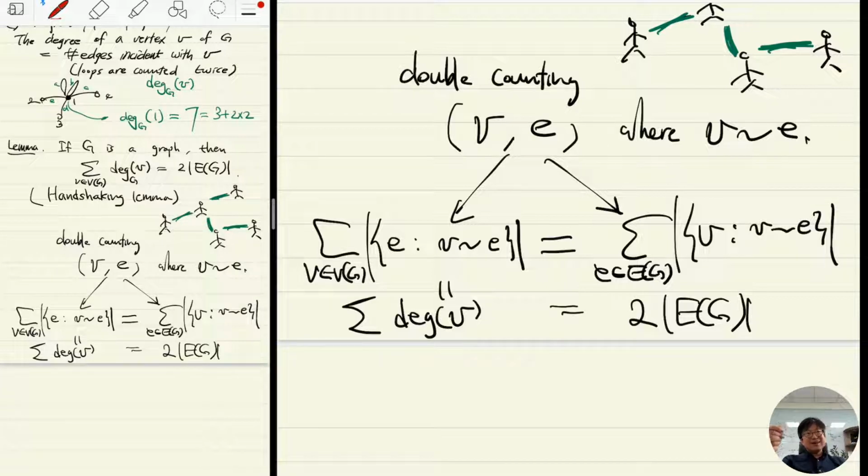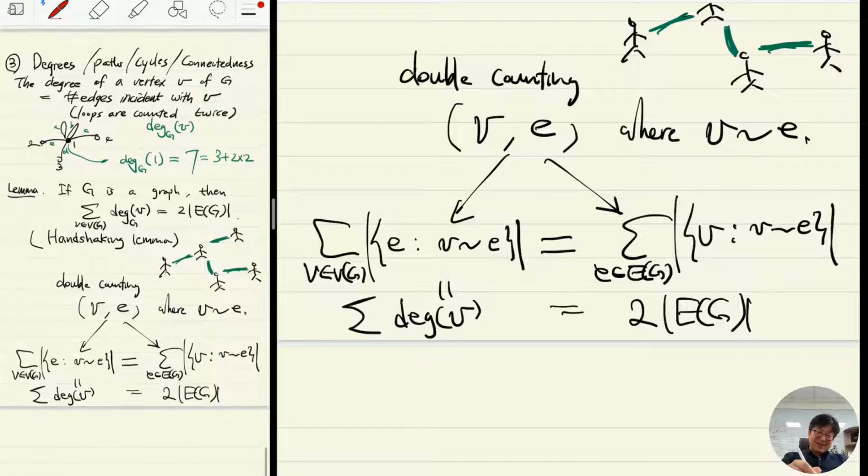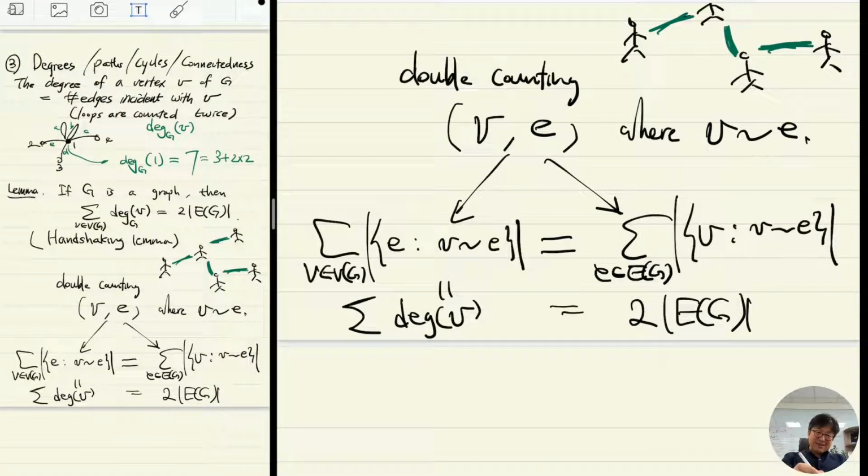All right. Then on the left-hand side, the contribution of this thing is actually the degree, right? So that's why we define the degree like this. Loops are counted twice. Okay, so that's the degree.